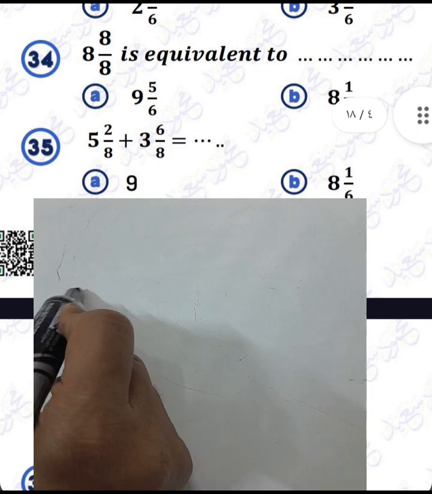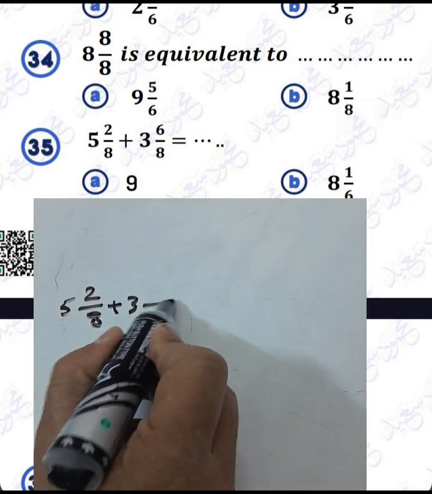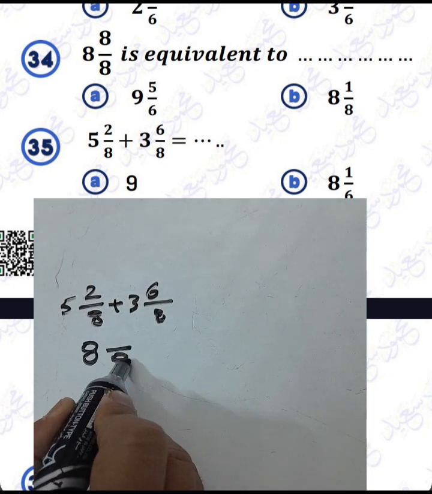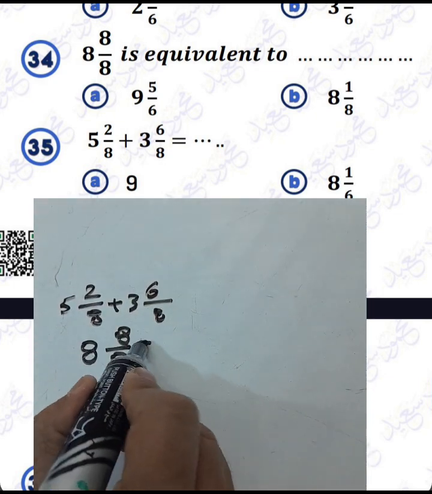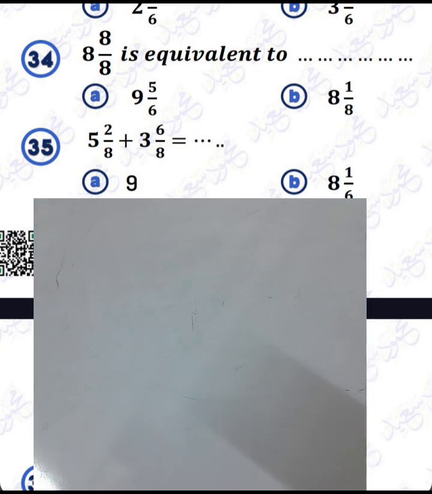5 and 2 over 8 plus 3 and 6 over 8. 5 plus 3 equals 8, and write 8 in the numerator. 6 plus 2 equals 8. The sum of them will be 9 again. It's like question 34.